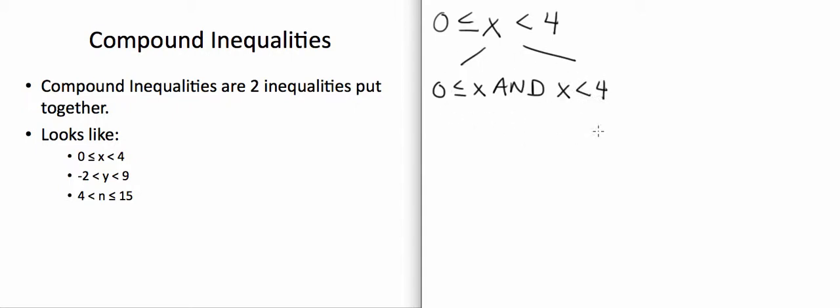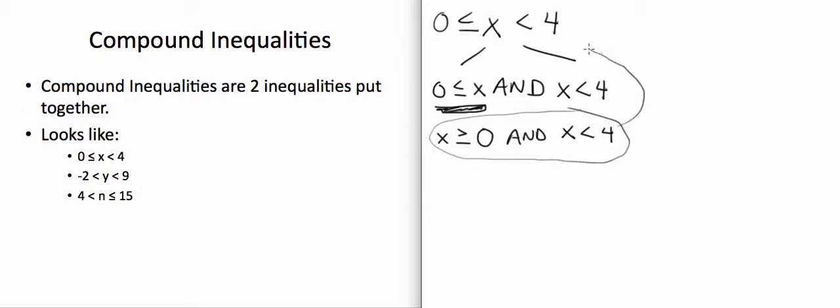Now, what we can do from this point is we've talked about how we do not like the 0 coming first. So we can flip this entire inequality. We have x is greater than or equal to 0, and x is less than 4. And this is exactly what this is saying, okay?